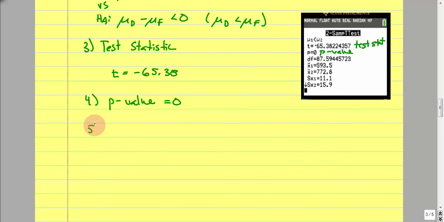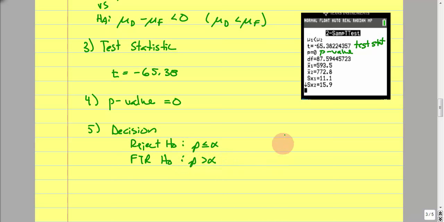Next, we'll go ahead and make a decision. Remember, there's two decisions I can make. I can reject H0 if P is less than or equal to alpha, or I can fail to reject H0 if P is greater than alpha. Well, in our case, P was essentially equal to 0. Alpha was 0.01. We can see pretty clearly here that P is less than or equal to alpha. Therefore, we would reject H0.